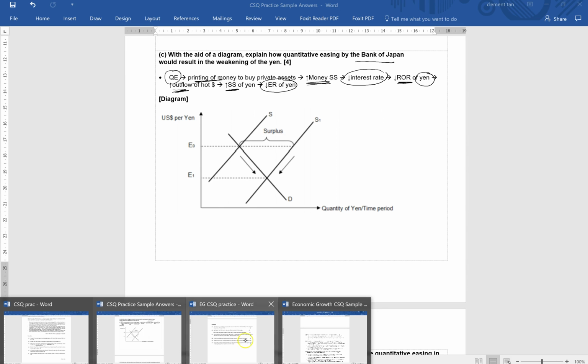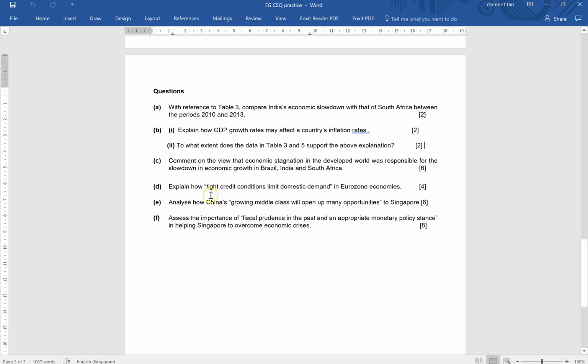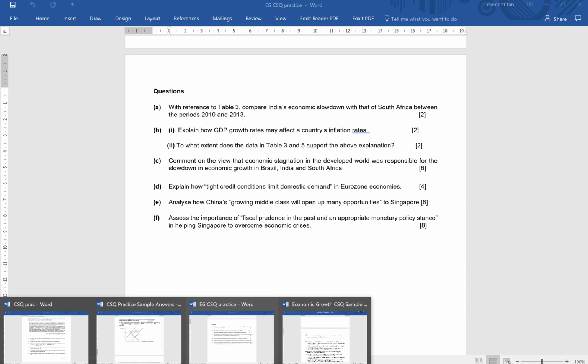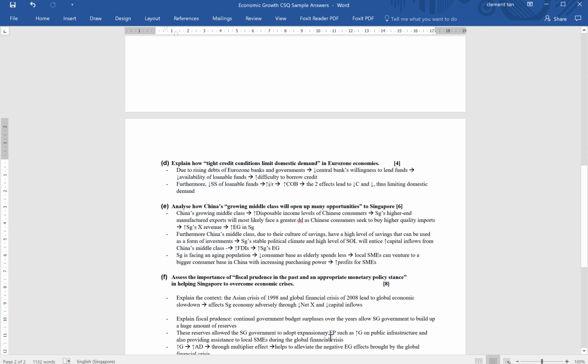Another typical question will be: how tight credit conditions will limit domestic demand. Tight credit conditions means interest rate might be high. For example, due to rising debts of the Eurozone, there will be a decrease in central banks' willingness to lend funds. That means supply of loanable funds will drop, then it will lead to an interest rate increase and cost of borrowing increase. When you see interest rate, you think of two things: either cost of borrowing or rate of return.